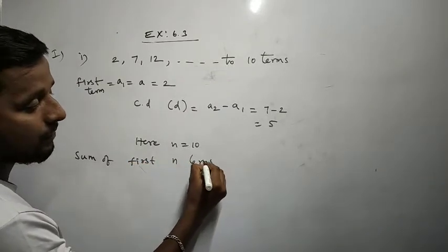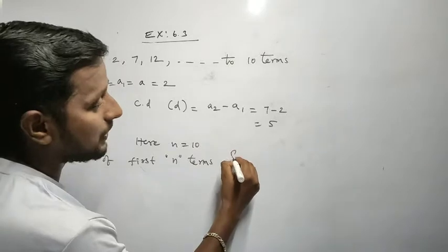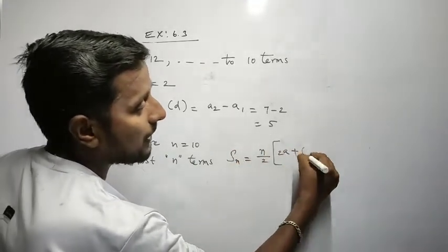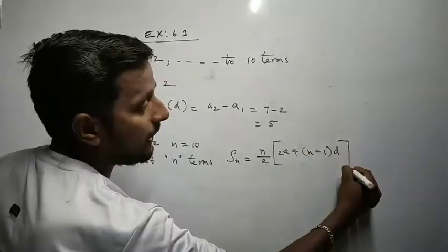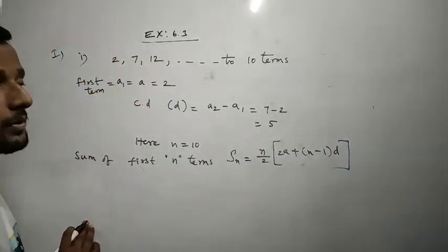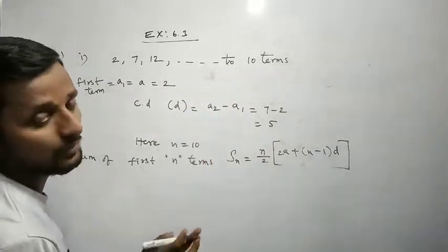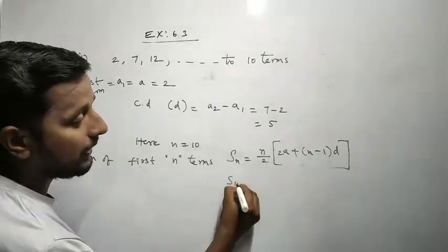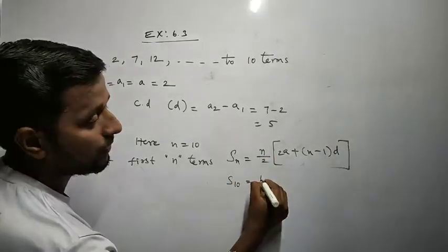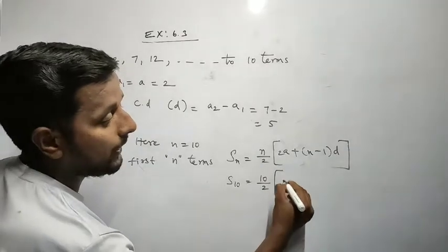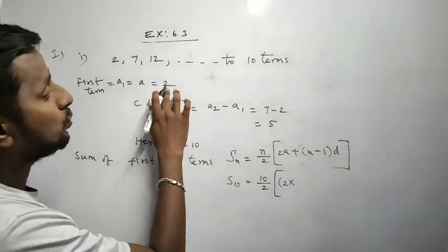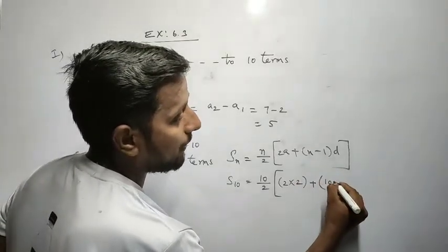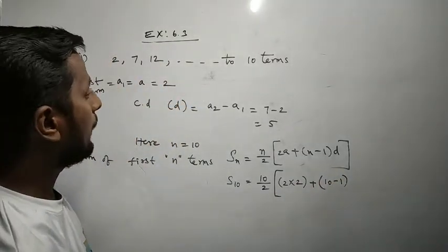Therefore the sum of the first n terms, Sn, is equal to n by 2 of (2a plus (n minus 1) into d). Why should I use this formula? Because here I don't know the last term. Now the n value is 10, so 10 by 2, then 2a, that means 2 into the a value 2, plus (n value 10 minus 1), into the d value 5.